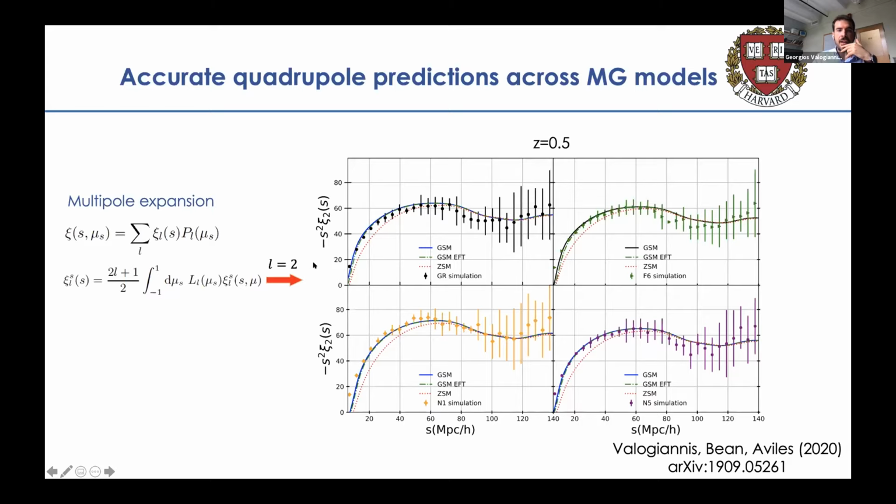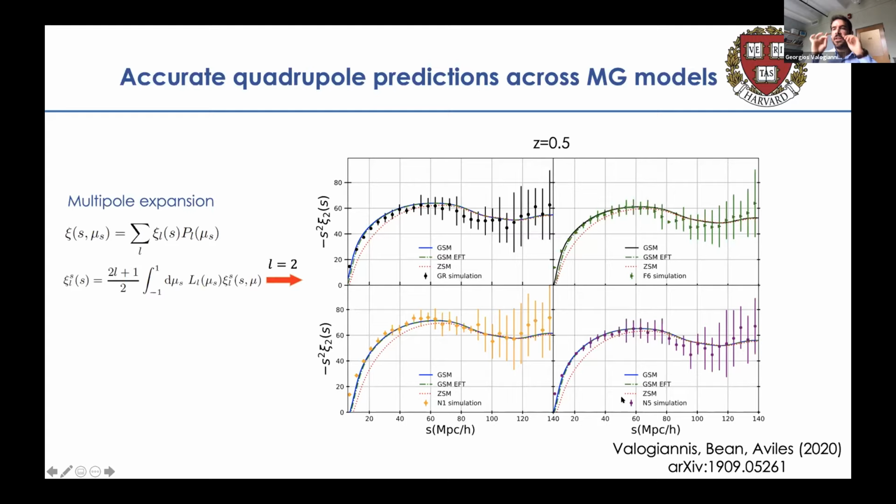The L equals 2 moment you can see compared here, and besides some numerical noise, our model does a very good job at capturing the shape of this quadrupole moment down to scales of almost 15 or 10 megaparsecs, which is great for an analytical model. And this model, I'd like to just conclude by saying, we put out in the last paper that was part of my thesis with my advisor and a collaborator of ours.